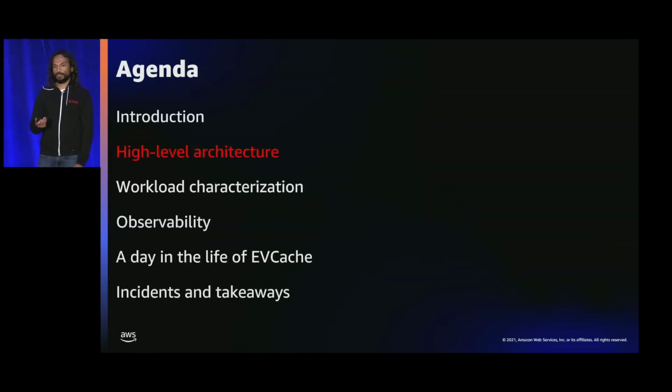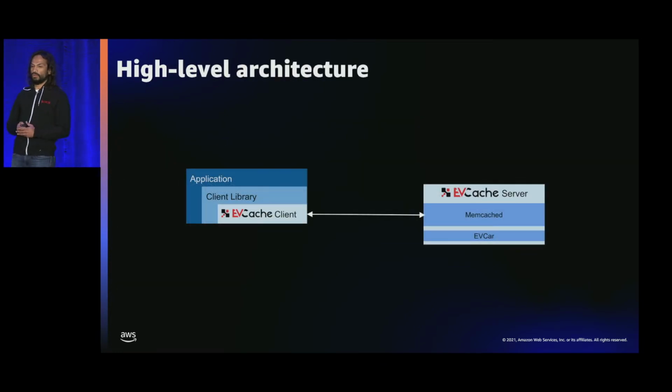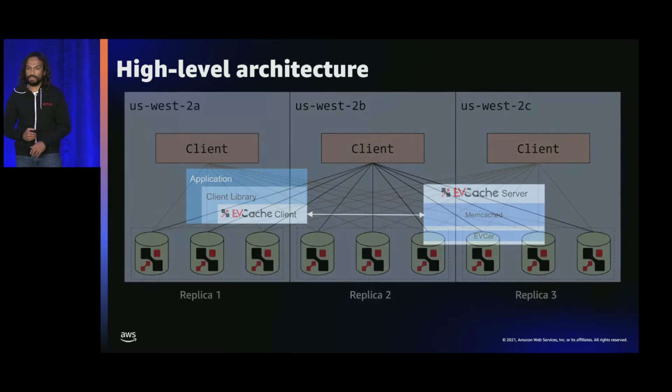So next we'll talk about the high-level architecture. This is a very simple view of EVCache. Microservices or applications use the EVCache client library that's topology aware. And the EVCache server is a bunch of nodes running as a cluster of nodes. Each EVCache server node has Memcached as its core component and Sidecar as its control plane.